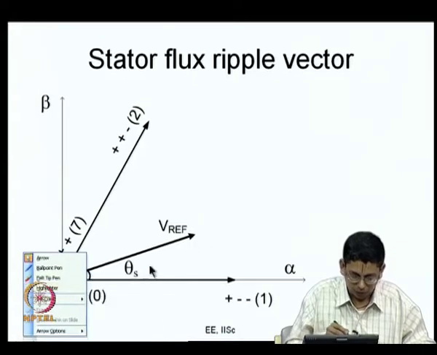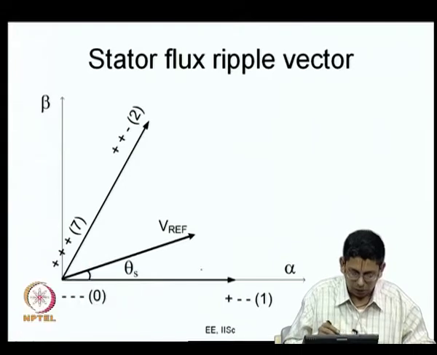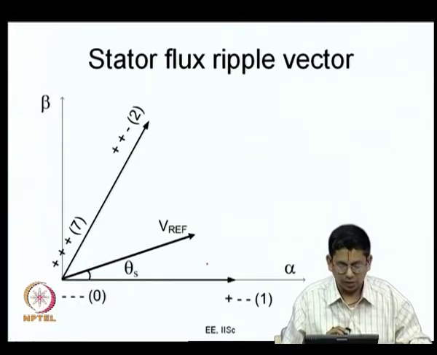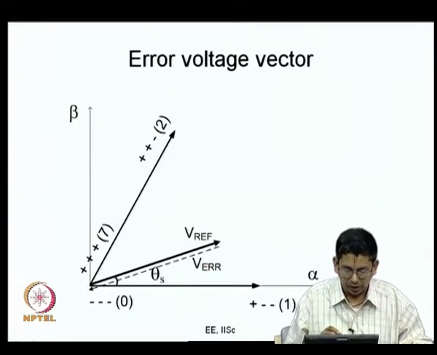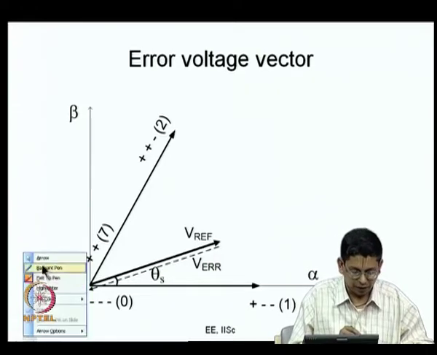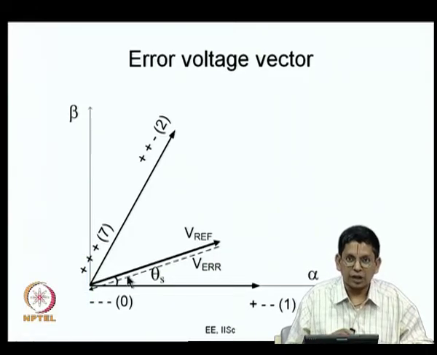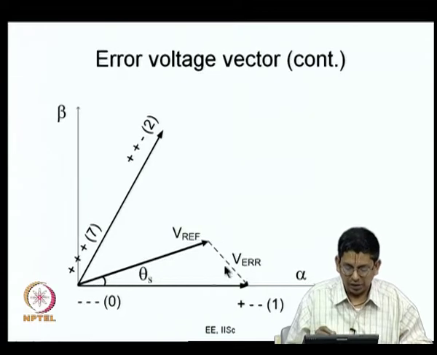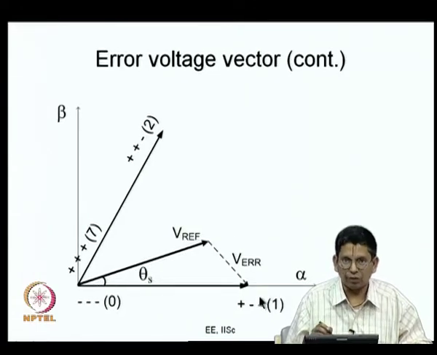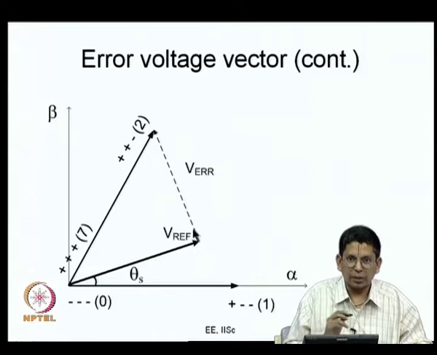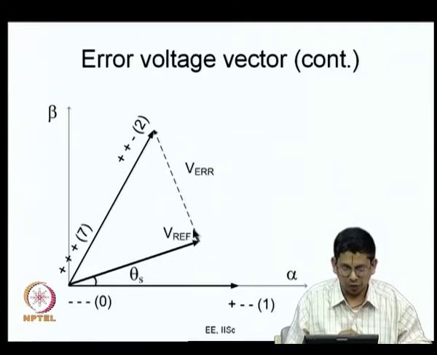What we need to do is integrate the error voltage vector. As we saw, the error voltage vector is the negative of V reference when the null vector is applied, V1 vector minus V reference vector when active vector 1 is applied, and V2 vector minus V reference vector when active vector 2 is applied.